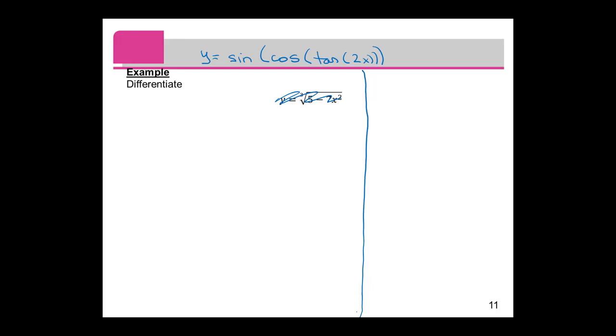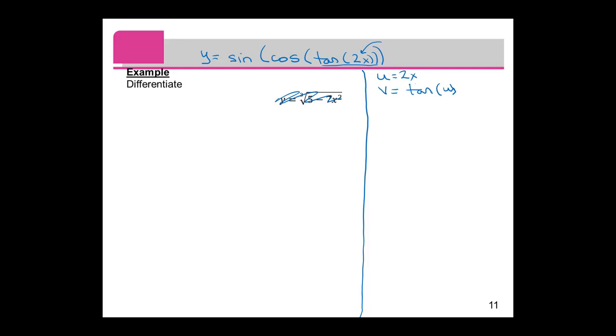So I'm going to start with my innermost function, which is 2x. So I'm just going to say, let's let u equal 2x. And then I'm going to move out to tangent of 2x. And I'm just going to say, let's let v equal tangent of u. Does that make sense still?